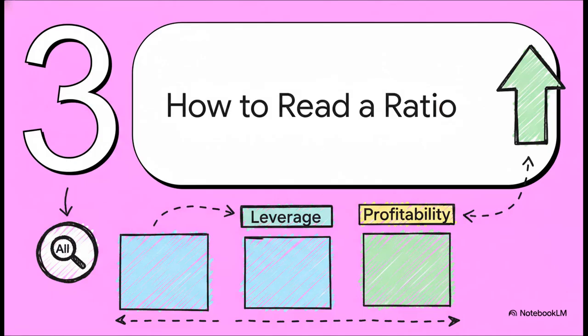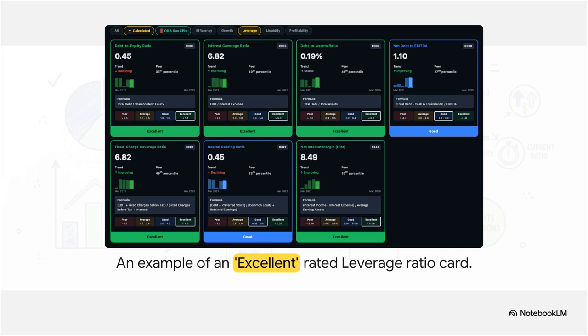So, let's say you've spotted something from that main view. You can then click into a specific category, like leverage or profitability, to see these detailed ratio cards. So let's break down what's really inside one of these. Okay, so here we are looking at the leverage category. You can see right away with the green and blue borders, that's our first clue that this company's debt situation seems pretty healthy.